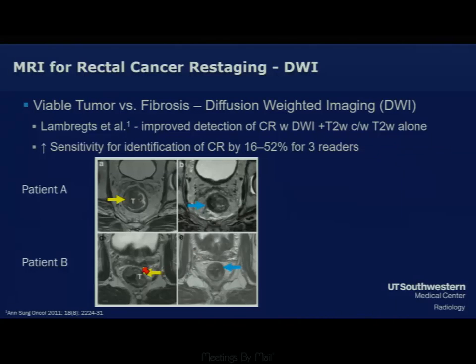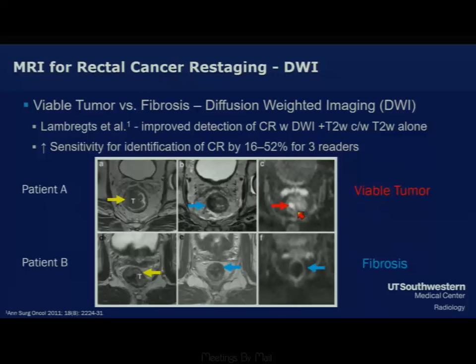Two patients from that paper. The top row is patient A, bottom row is patient B. Large bulky tumor along the right side, polypoid tumor here becomes fibrotic post-chemoradiation. Semi-annular tumor here also becomes fibrotic post-chemoradiation. But if you look at the diffusion images, the top row, there is an area of restricted diffusion. This is viable tumor, while the bottom row does not have any focal area of restricted diffusion. This is fibrosis. So really diffusion can help be a problem solver in this setting.